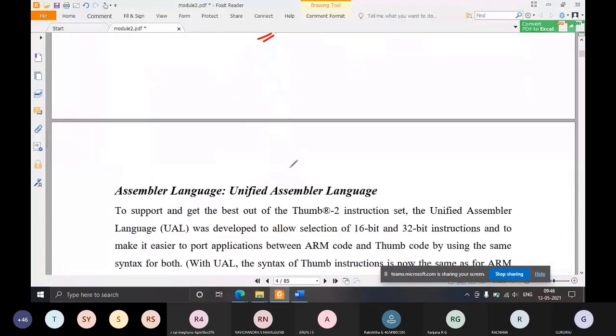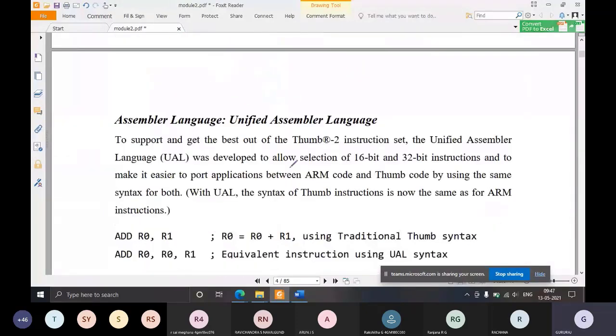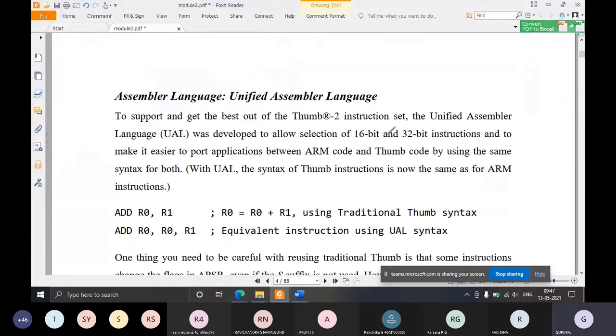Next we'll talk about unified assembler language. See, I'm going slow. Why? Because these are the basics. Without this, we will not understand the remaining instructions. And one more thing, this is a huge module. Module T2 is very huge. You can see the number of pages here, 85 pages. It is a huge module, but we shall go slow initially.